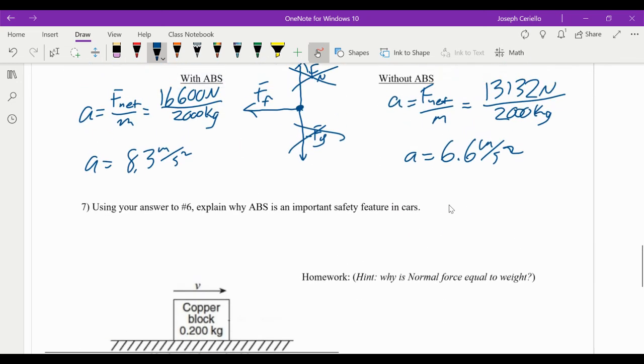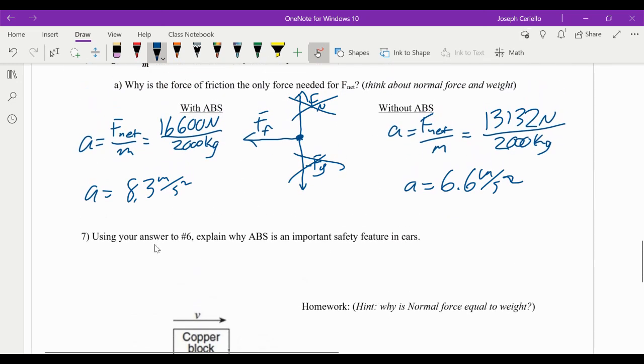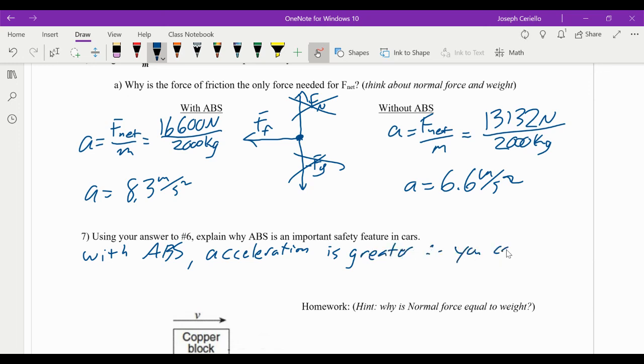All right. So using your answer to number 6, explain why ABS is an important safety feature in cars. You'll notice with anti-lock brakes, with ABS, acceleration is greater. Therefore, you can stop quicker. All right. That's a really important safety feature. All cars have anti-lock brakes now. You can't buy a car without it, unless maybe a vintage car.